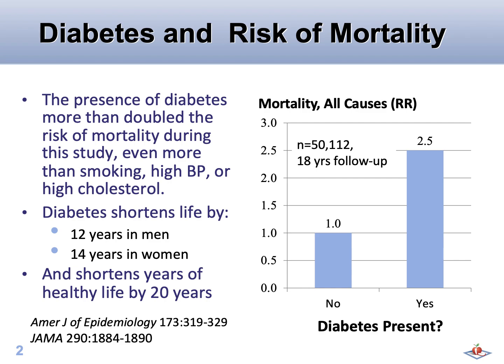Again, diabetes was found to shorten men's lives by 12 years. It was found to shorten women's lives by 14 years. And during the years that they were alive, these individuals had a decrease in healthy years by at least 20 years. Among the 12 predictors of mortality the researchers identified, diabetes was the strongest indicator of death from all causes.